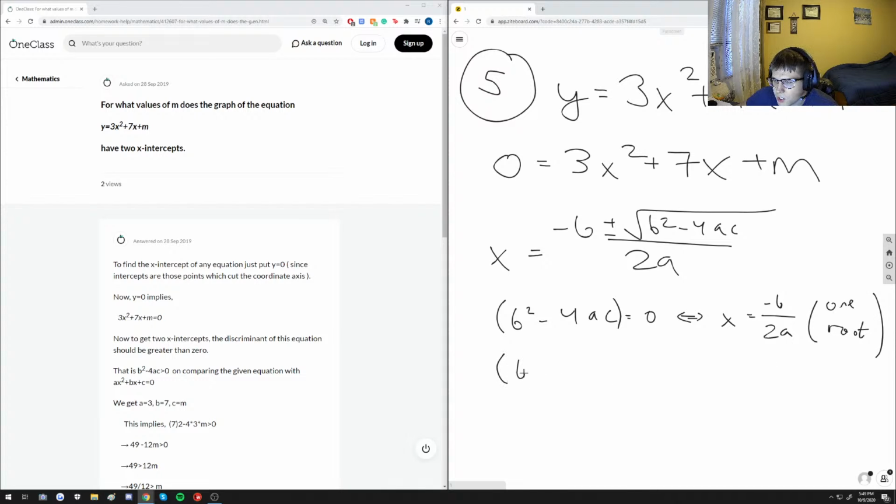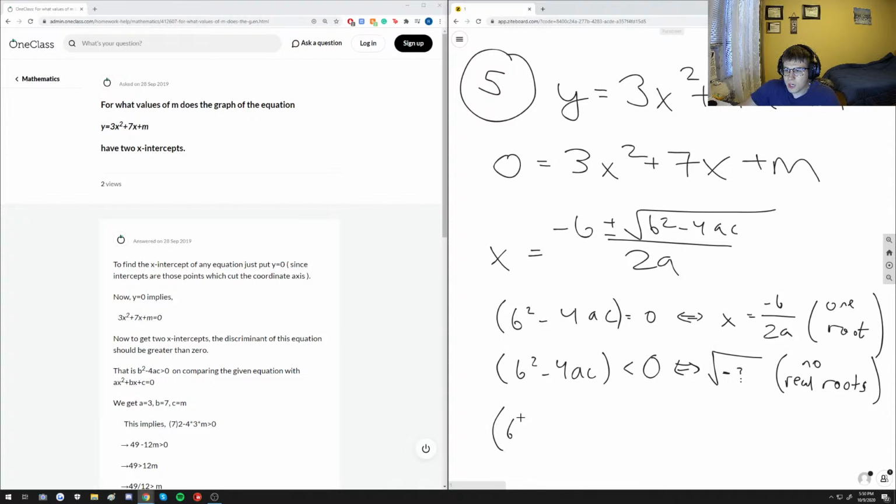Similarly, there's another case here. So let's say b squared minus 4ac is any number less than 0. So if it's less than 0, that means that we're taking the square root of a negative number. So it doesn't matter what that number is, it's a negative number, which you can't do, it's imaginary. So we're going to have no real roots. Okay, and we're looking for real x-intercepts here, so real roots.